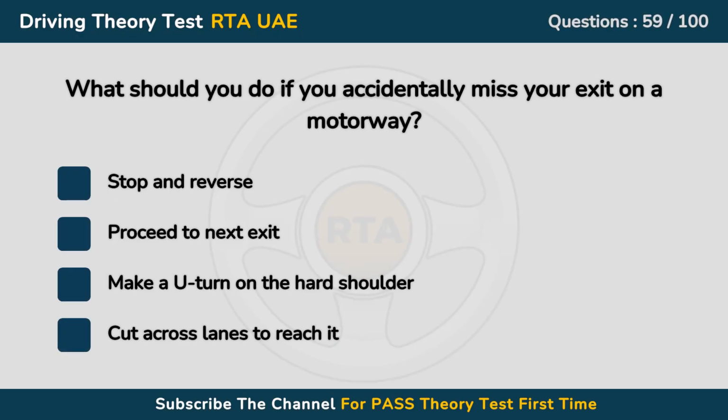Question 59. What should you do if you accidentally miss your exit on a motorway? A. Stop and reverse. B. Proceed to next exit. C. Make a U-turn on the hard shoulder. D. Cut across lanes to reach it.